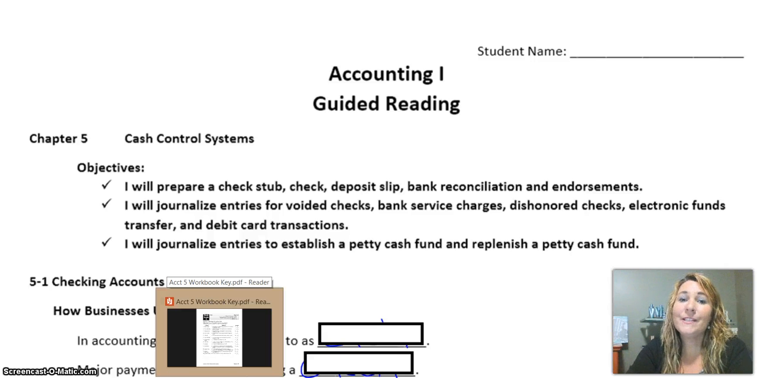And welcome. This is Accounting 1. We are working on Chapter 5. In this chapter, we're going to learn about the cash control systems.